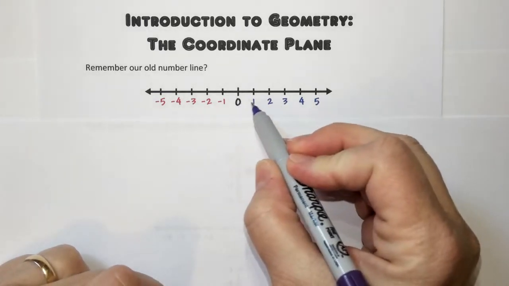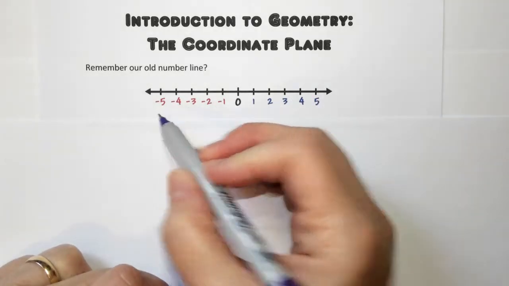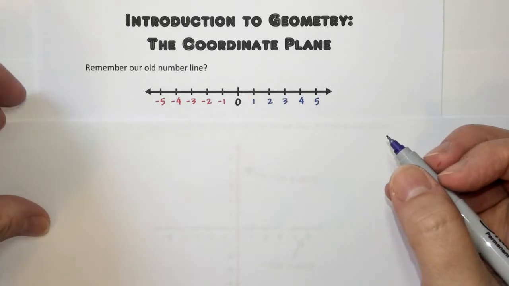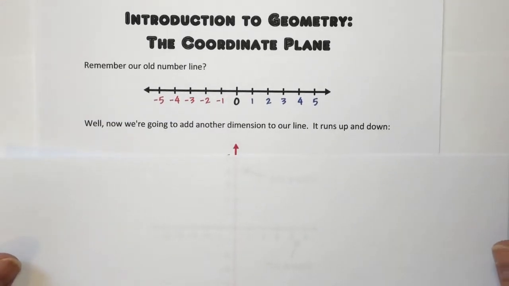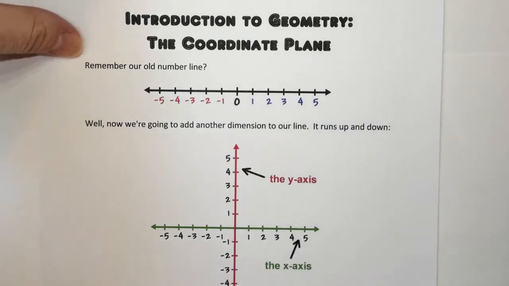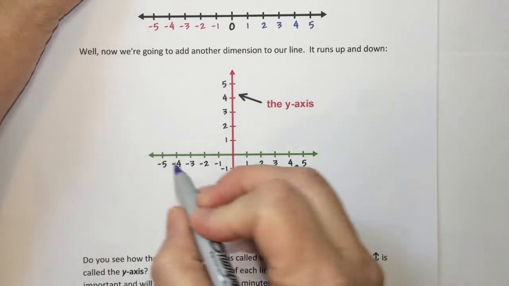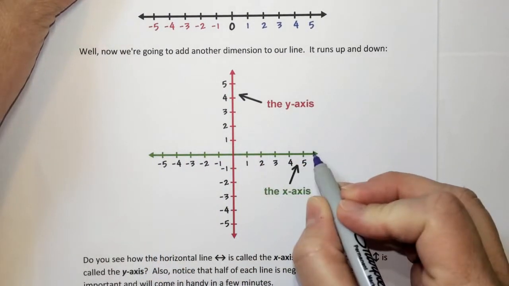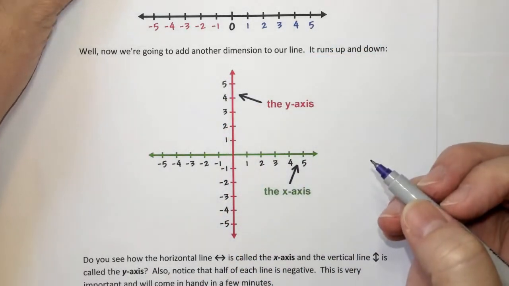On the right side of 0, we have positive numbers. On the left side of 0, we have negative numbers. Well, now we're going to add another dimension to our line, and this runs up and down. We had a number line here. It's almost like we've just added another one flipped about 90 degrees.